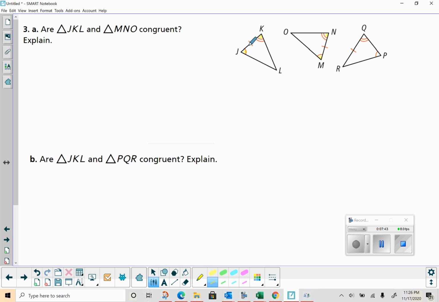And then the included side between angle J and angle K is segment JK. The included side between angle M and angle N is segment MN.